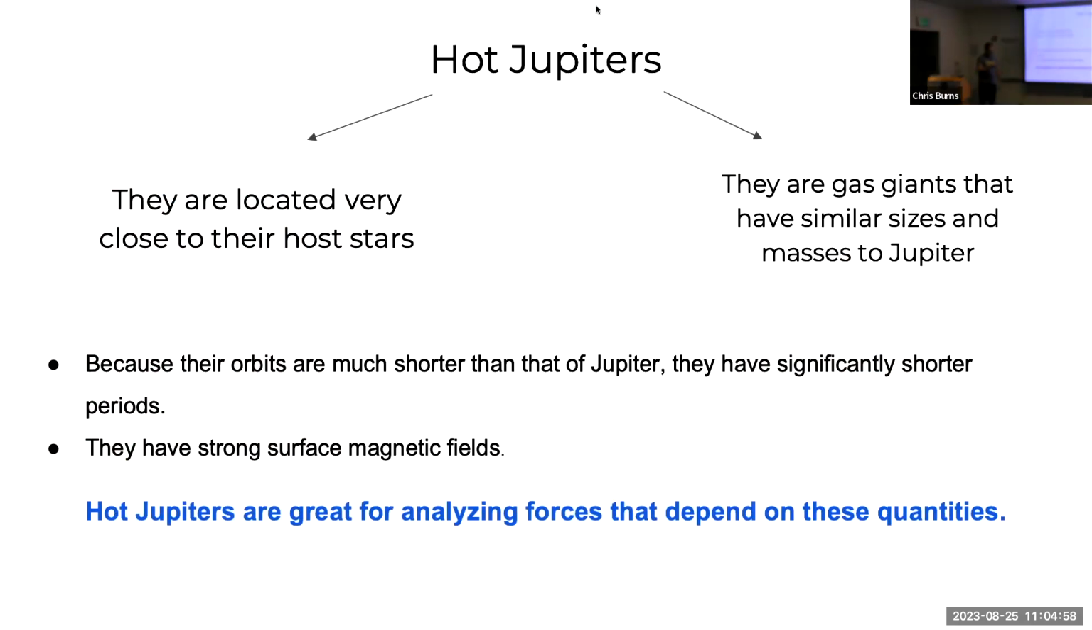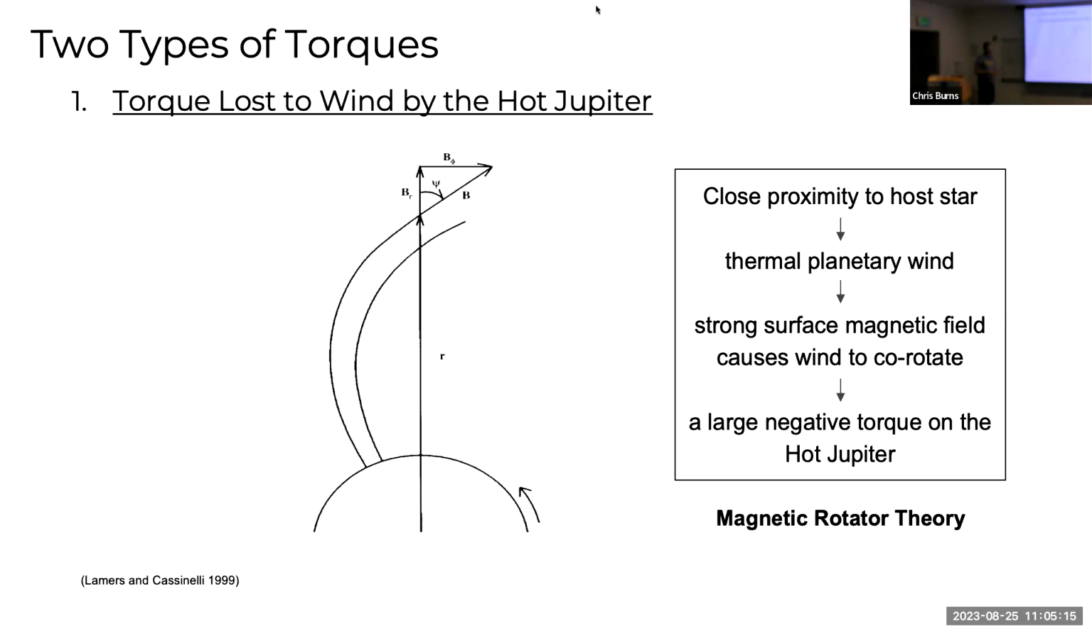Because their orbits are much shorter than that of our Jupiter, they have significantly shorter periods. And they also have strong surface magnetic fields. Because of these extreme properties, they are great for analyzing forces that depend on these quantities. So first, let's start with the electromagnetic force.